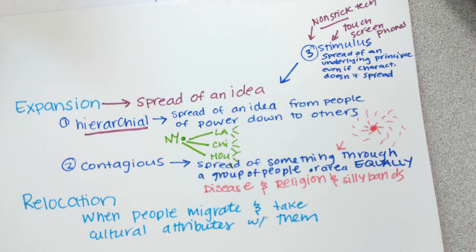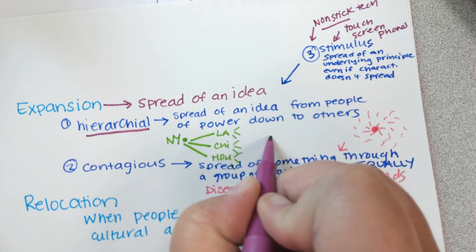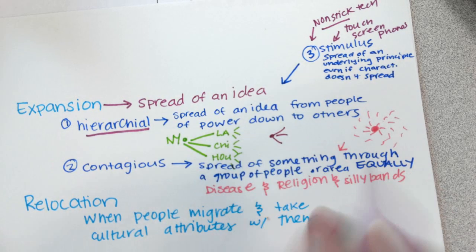and then it might jump to other cities and other big cities before it finally gets out to the country, and it might take a while for it to get out there, just because there's places of power that stuff originates from.